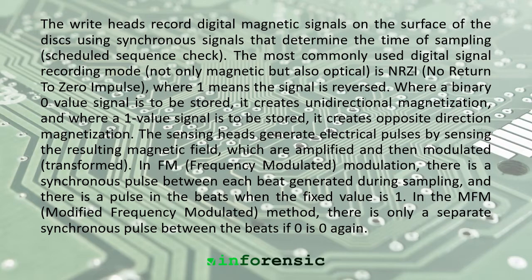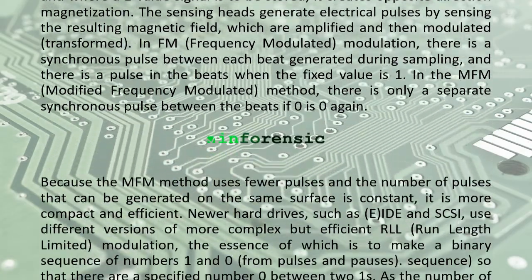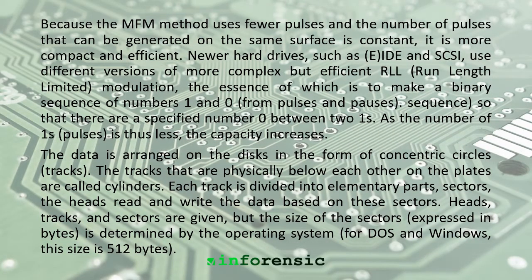The sensing heads generate electrical pulses by sensing the resulting magnetic field, which are amplified and then modulated, transformed. In FM, frequency modulation, there is a synchronous pulse between each bit when the value is 1. In the MFM, modified frequency modulation method, there is a separate synchronous pulse between the bits only if the value is 0. Because the MFM method uses fewer pulses and the number of pulses that can be generated on the same surface is constant, it is more compact and efficient.